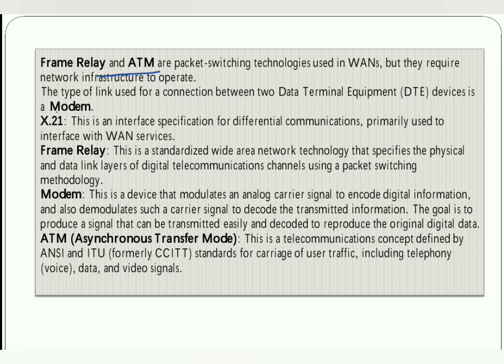And what is the function of X.21? It is mainly used to interface with wide area network services. And why do we use frame relay? We use frame relay in the physical and data link layer to establish communication channels using a packet switching network. And ATM, asynchronous transfer mode, is a telecommunication concept defined by ANSI and ITU standards for carriage of user traffic including telephony, voice, data and video signals.